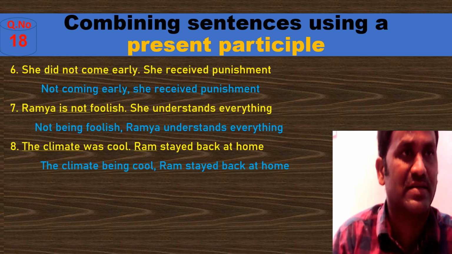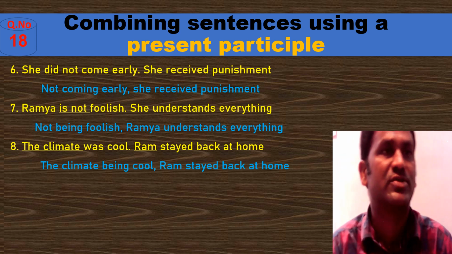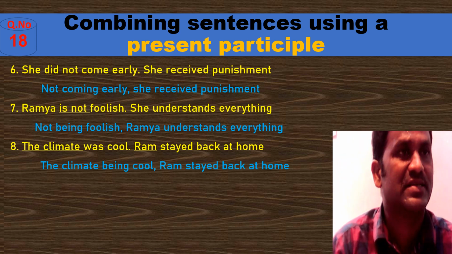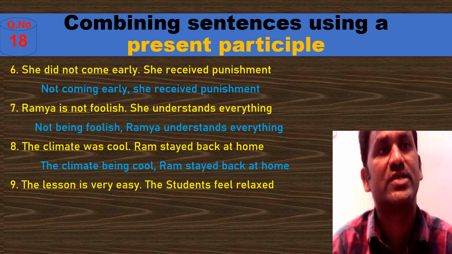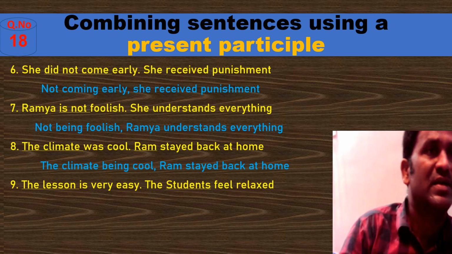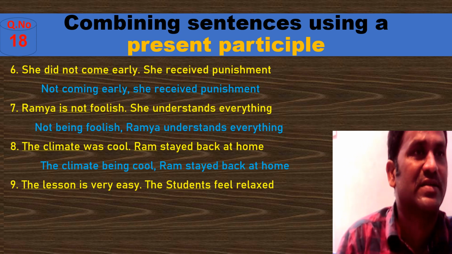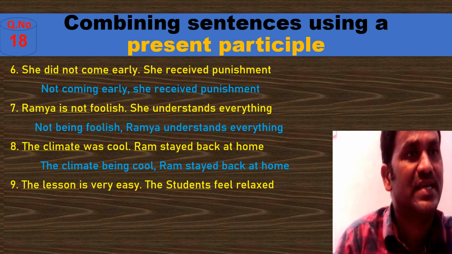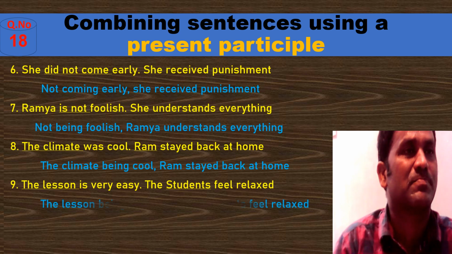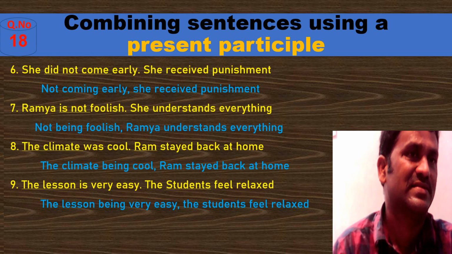Subjects are different. So remember, when the subjects are different, we should write both the subjects, right? The next one. The lesson is very easy. The students feel relaxed. Children, tell me, what are the subjects in the sentences? First sentence, the lesson, right? The second one, the students. Different. So you should write, the lesson is becomes being very easy, comma, see, the lesson being very easy, comma, the students feel relaxed, right?